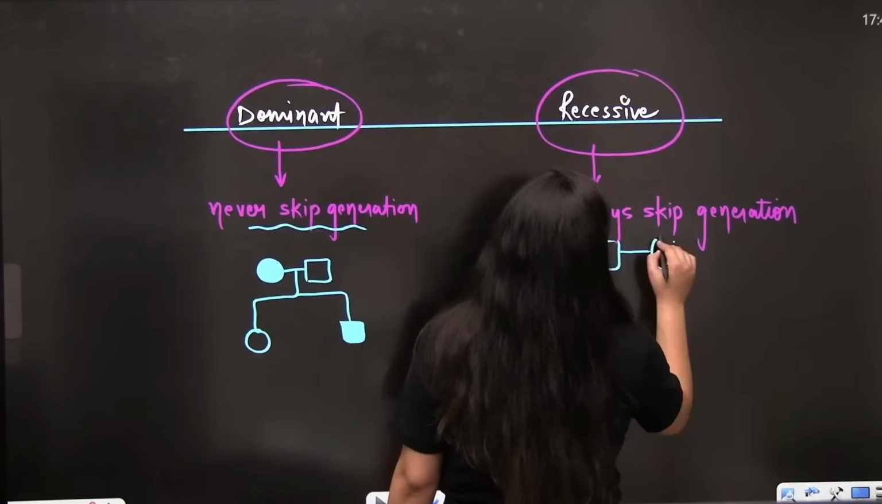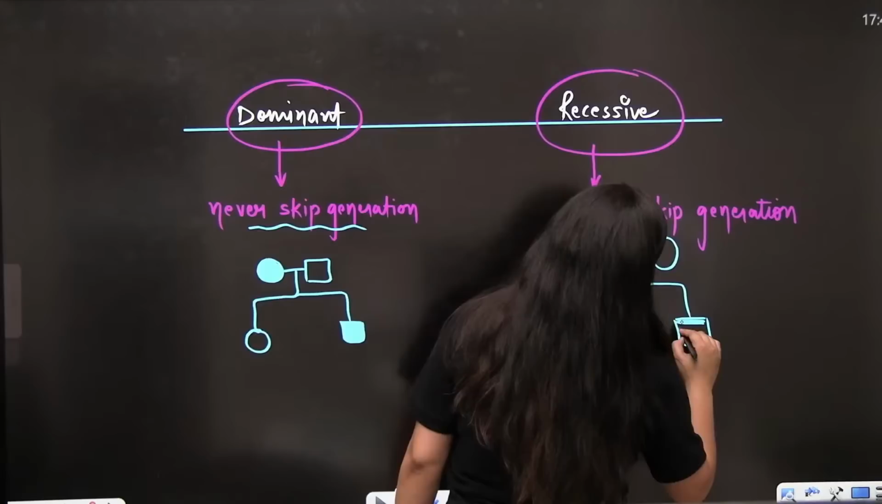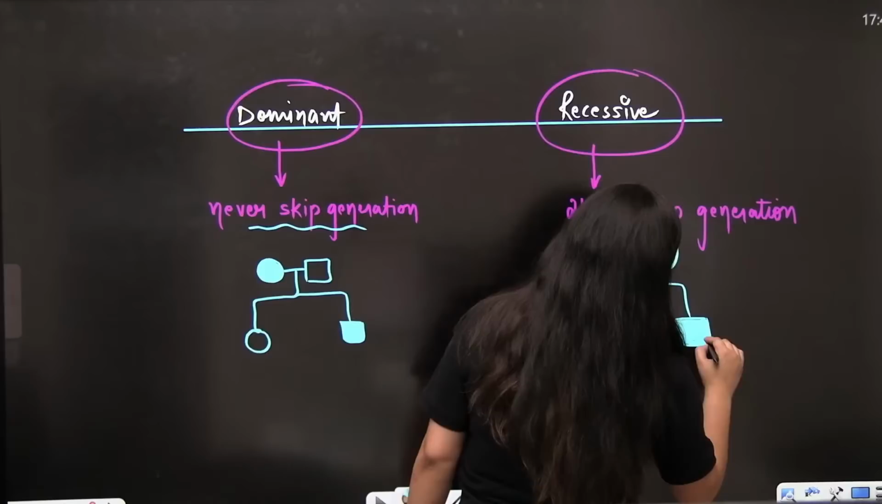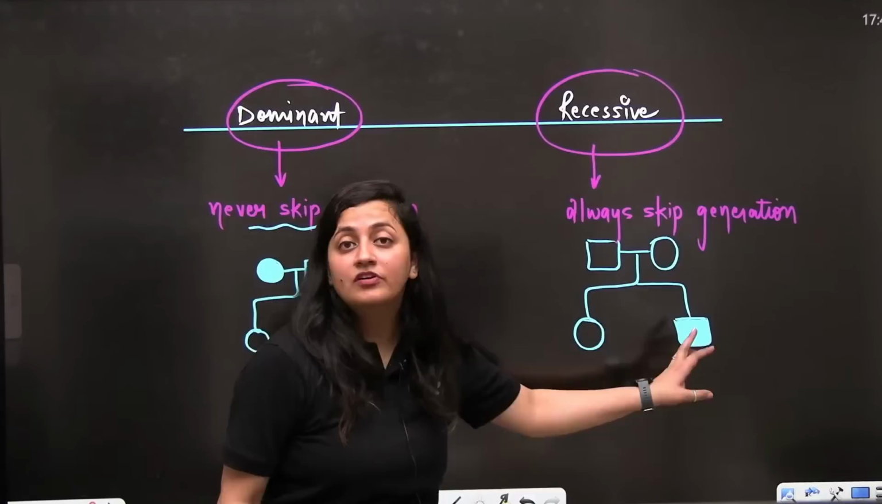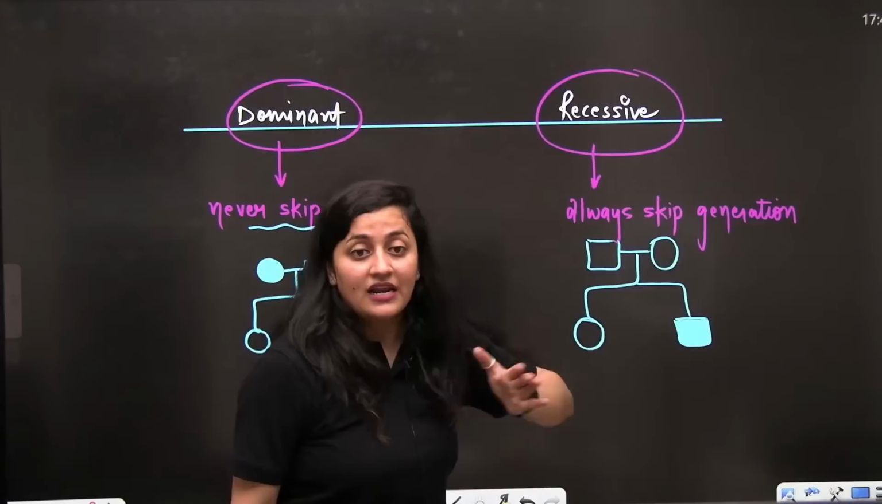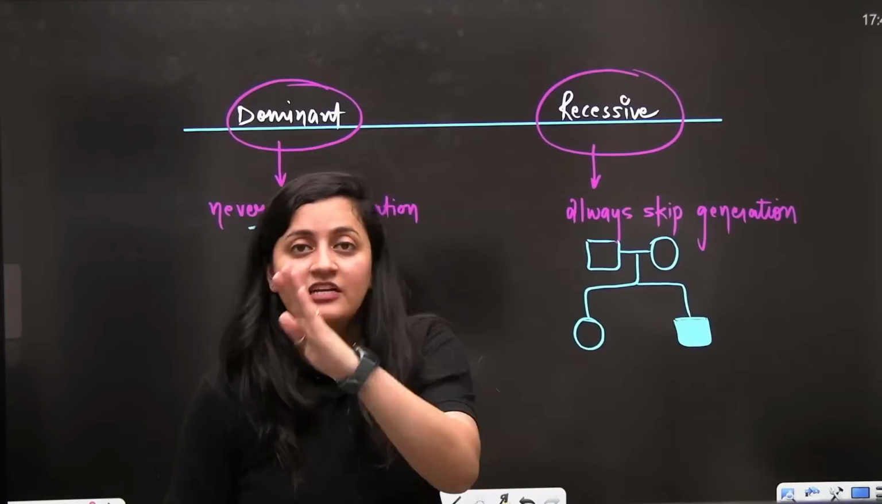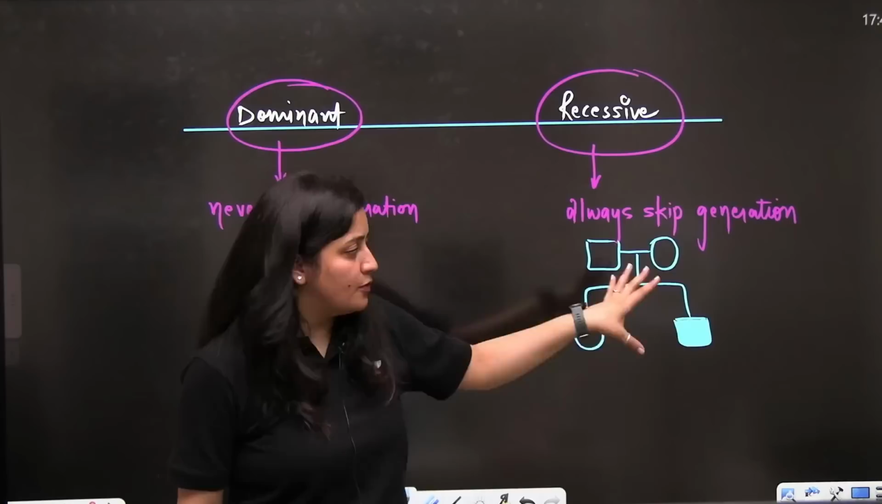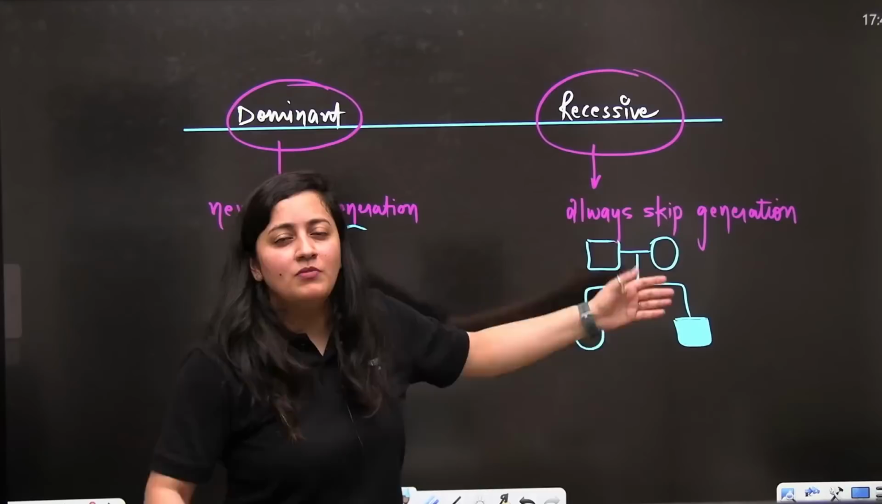Now here you can see, if the character is recessive, then there are chances. See, if this is the scenario, it is clearly indicating that this individual is affected, but its parents are normal. So it is indicating that it is a recessive trait. Right now, I am not telling you about autosomal dominant, autosomal recessive, X-linked dominant, X-linked recessive. I am telling you the general points, on the basis of which you can check whether a trait is dominant or recessive. If the child has the trait but the parents are normal, it is a recessive trait because they have skipped the generation.